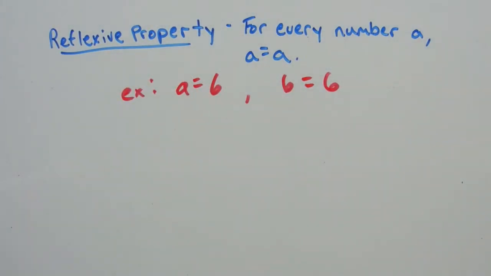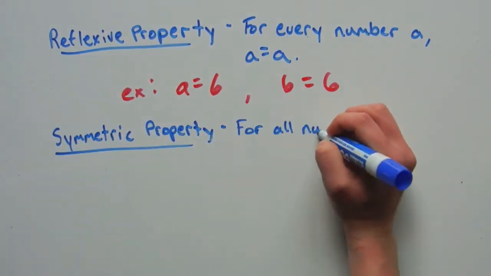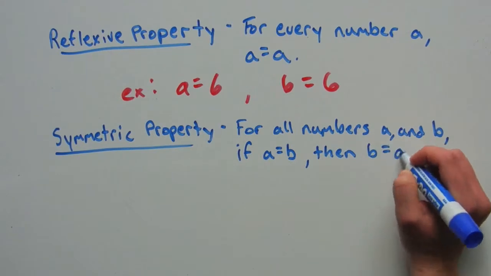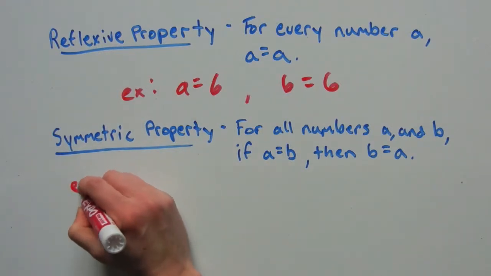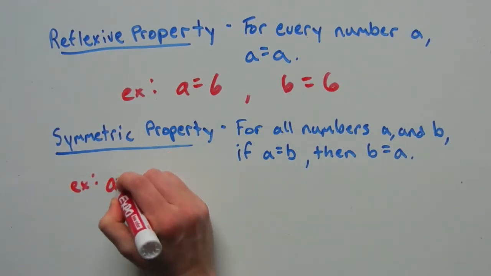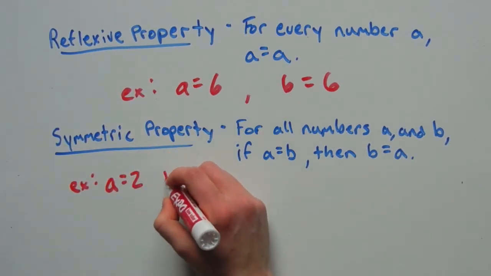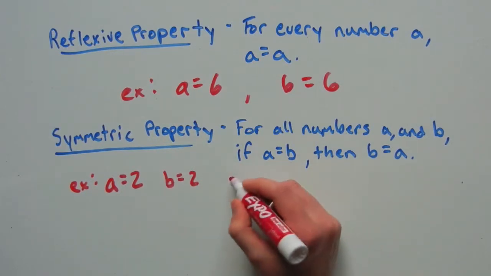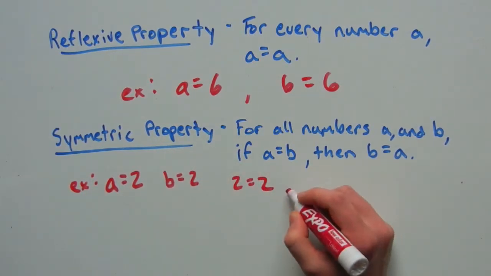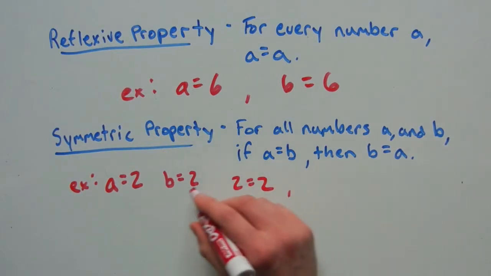The next property is going to be the symmetric property. This states that for all numbers a and b, if a equals b, then b equals a. So, for example, if I were to say that a equaled 2 and b also equaled 2, then 2 equals 2, and 2 equals 2.